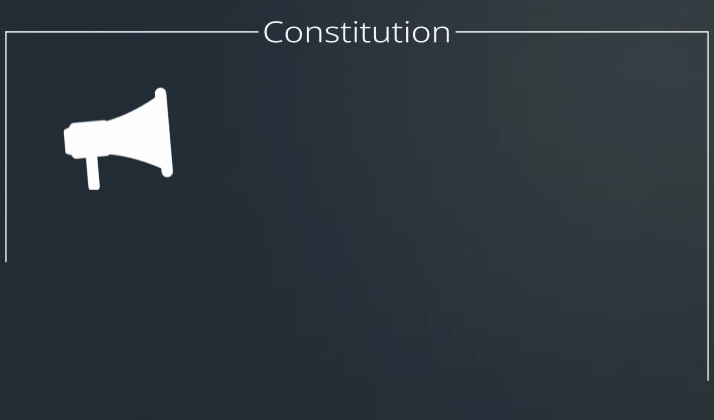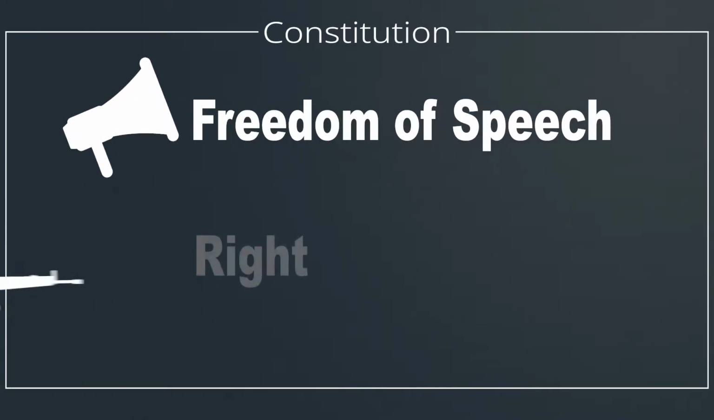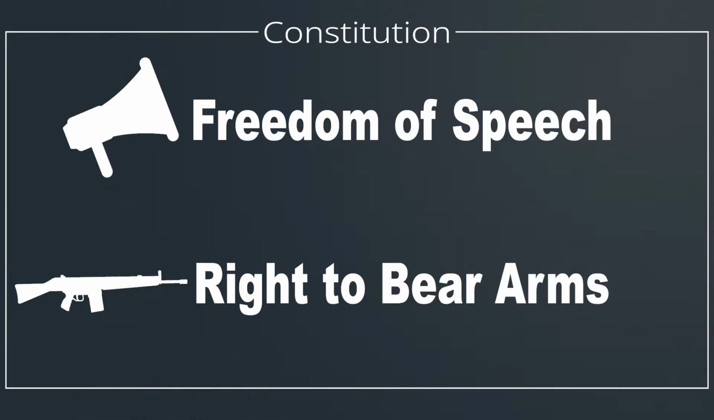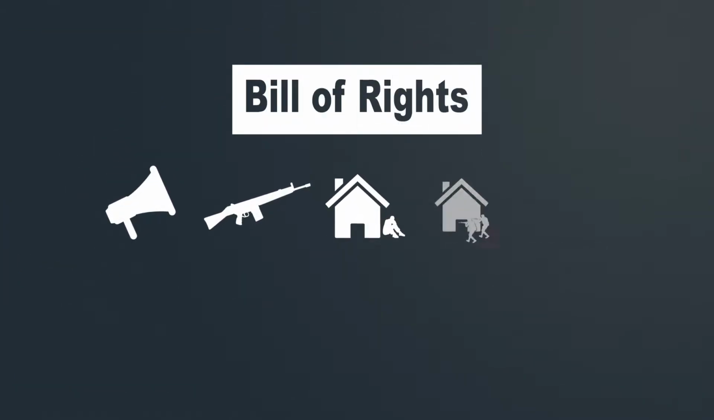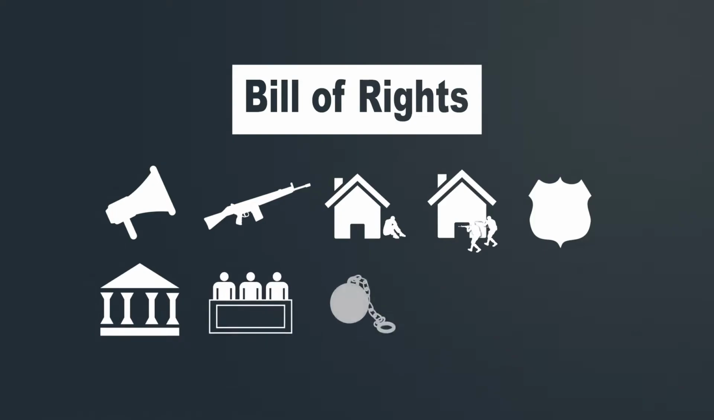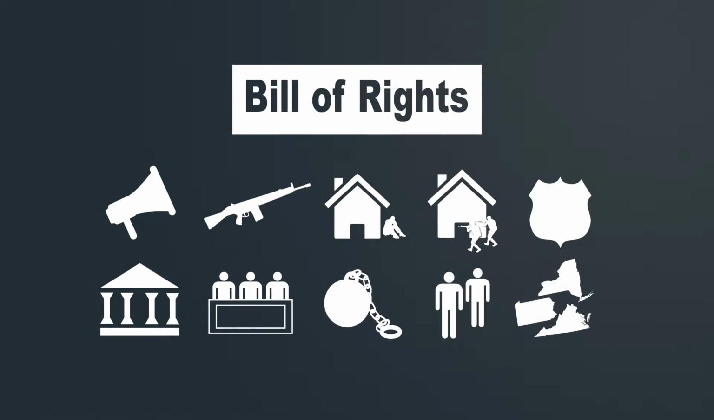Most people, when they think of the U.S. Constitution, think of freedom of speech or the right to bear arms. However, those rights were not in the original Constitution. Instead, those rights were added 2 years later via 10 amendments, which we now refer to as the Bill of Rights.